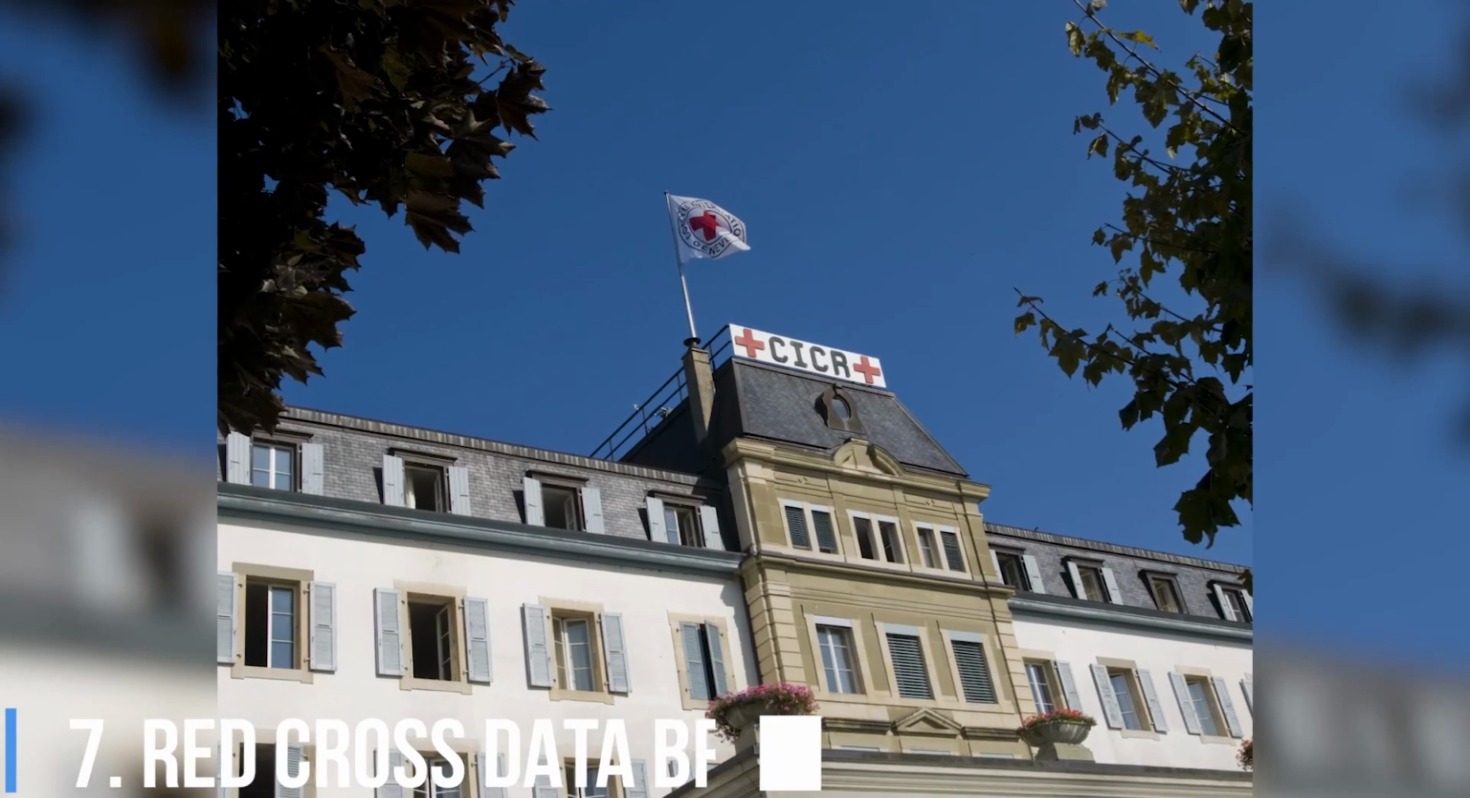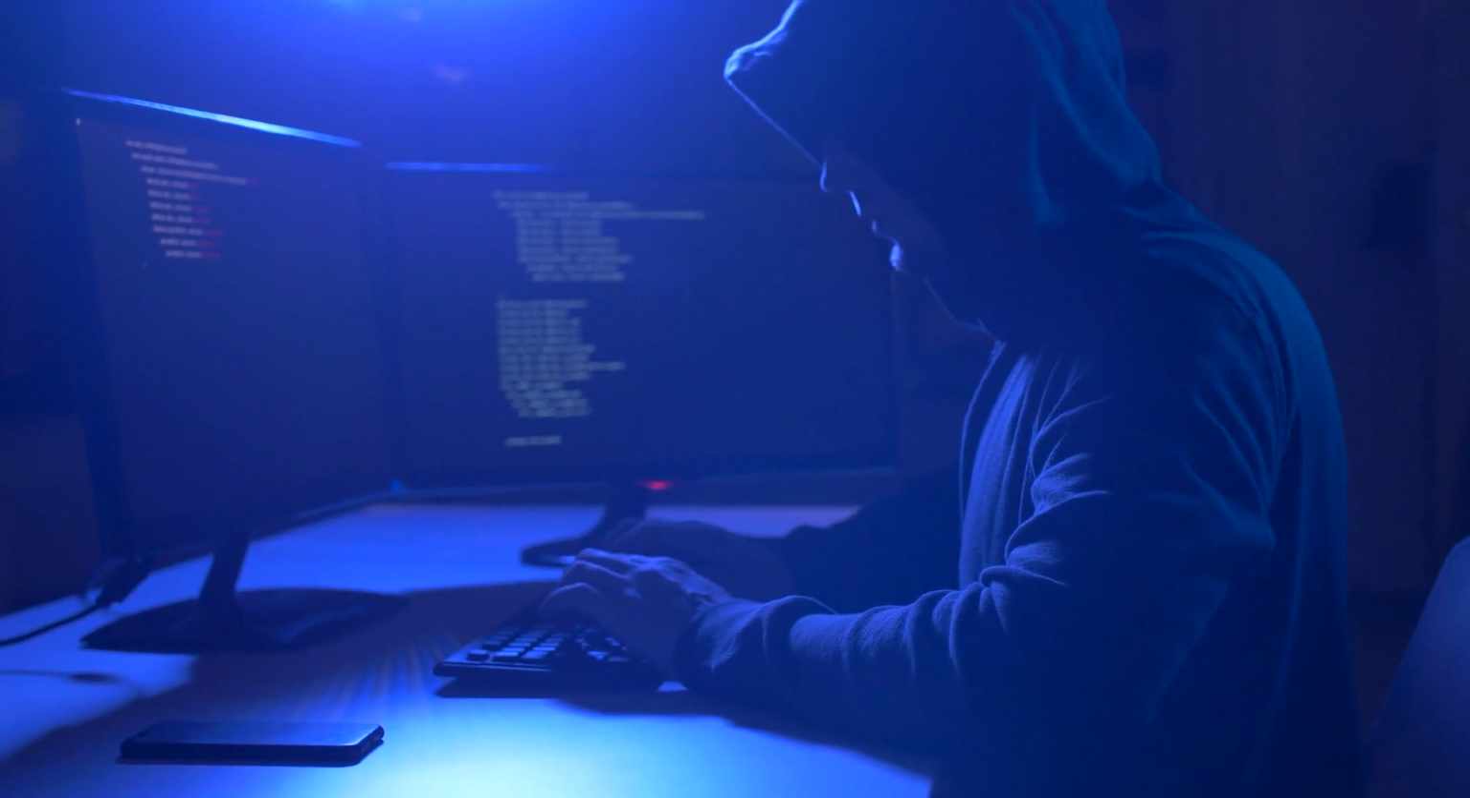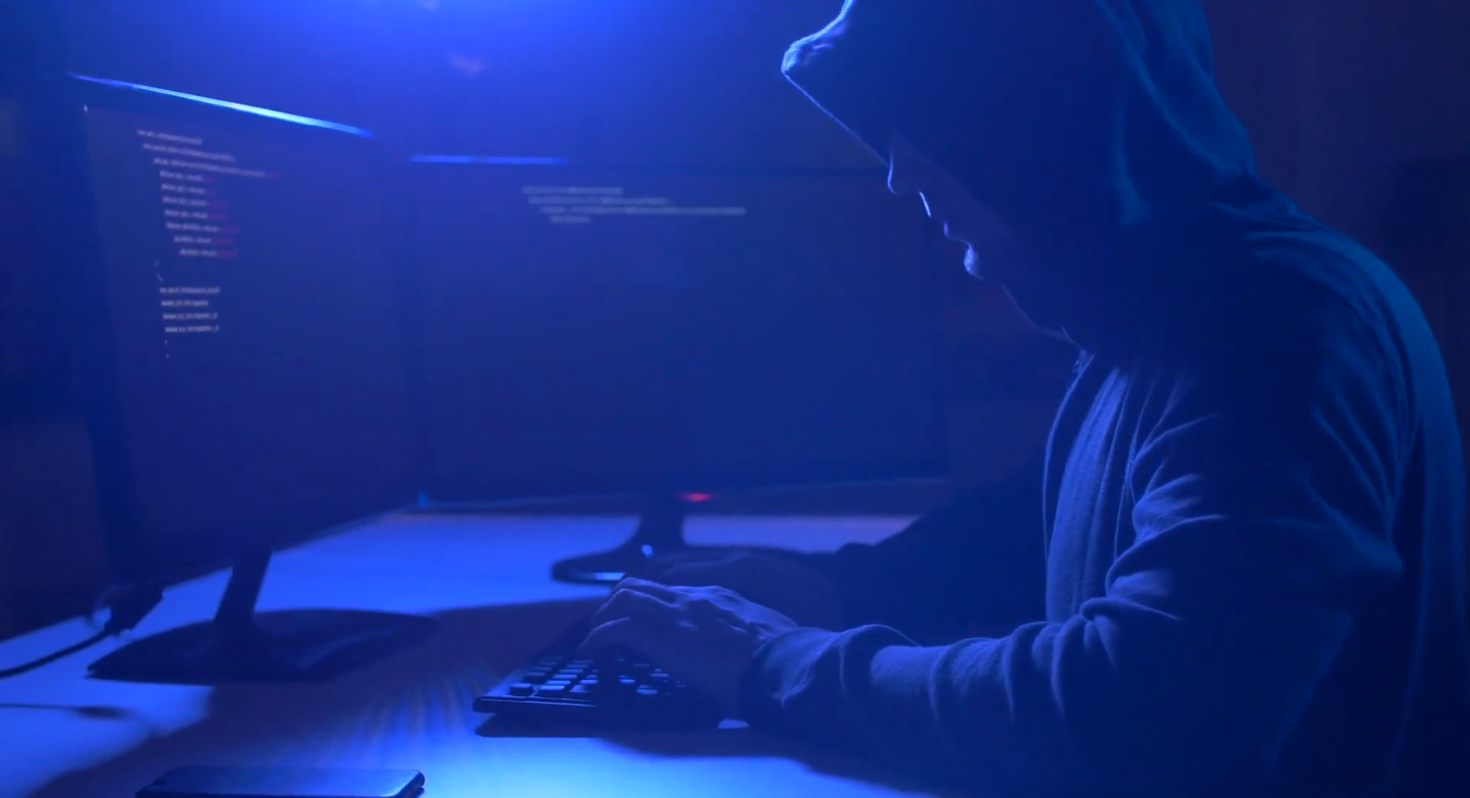Number 7. Red Cross Data Breach. January 2022, hackers carried out an attack on servers hosting the personal information of more than 500,000 people receiving services from the Red Cross and Red Crescent movement.